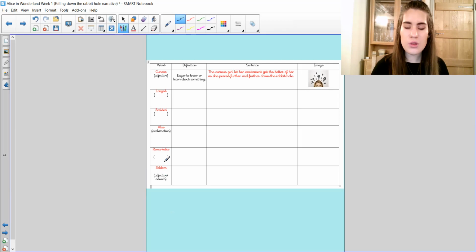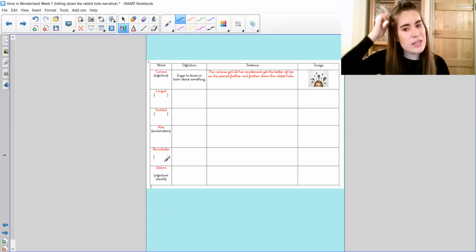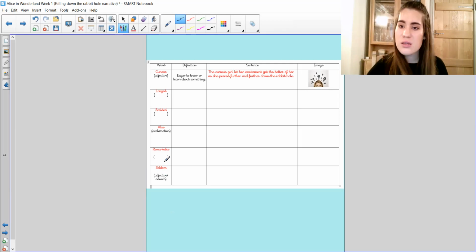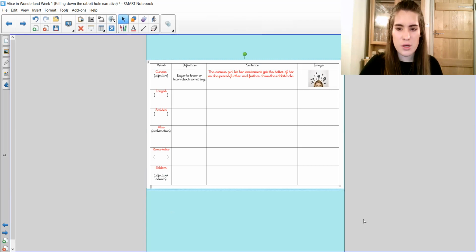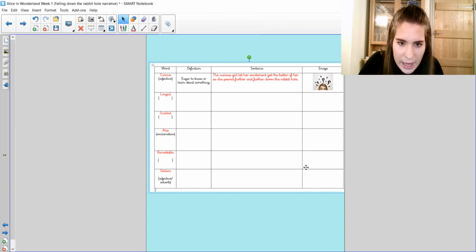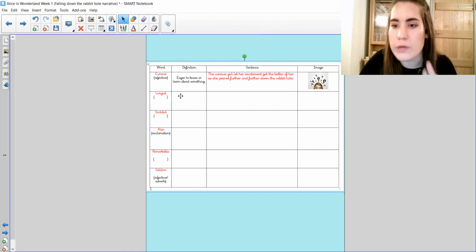Okay, so the idea is for each word, you are going to find what type of word it is, the definition, then you're going to write it in a sentence, then you are going to draw a picture to help you remember what the word means. So I'm just going to zoom in a little bit if I can. I've already done curious for you.